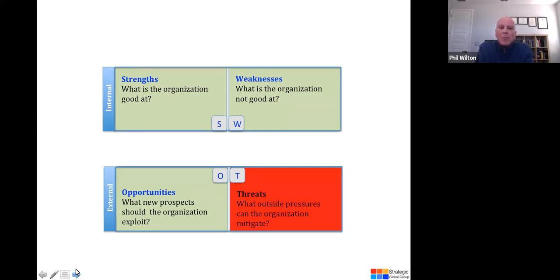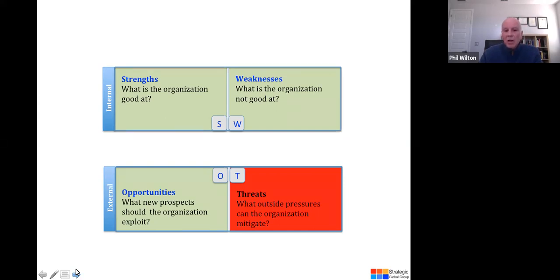So we're looking at, on the internal side of your organization, what your strengths and weaknesses are. Or maybe another way of saying that is, what is the organization good at and what is the organization not good at? Sometimes people struggle to find some strengths and weaknesses, but if you ask the question in a different way, what is the organization good at and what is it not good at? Then you start to build some data, and you start adding those attributes down onto the SWOT.